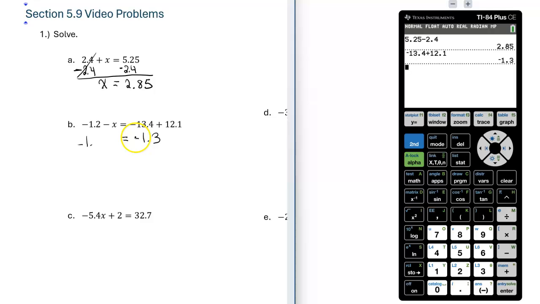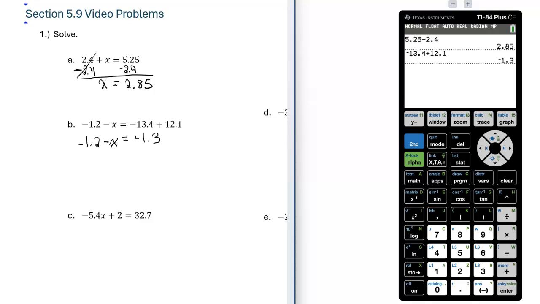So negative 1 and 2/10 minus x. Okay, now I'm actually going to show you something, because another confusing thing that can come up is the difference between plus a negative and subtraction.